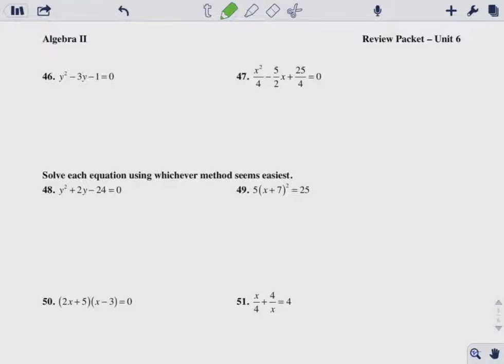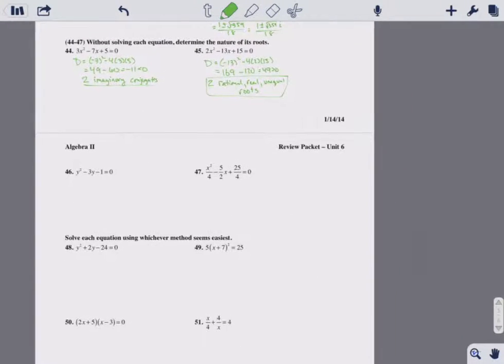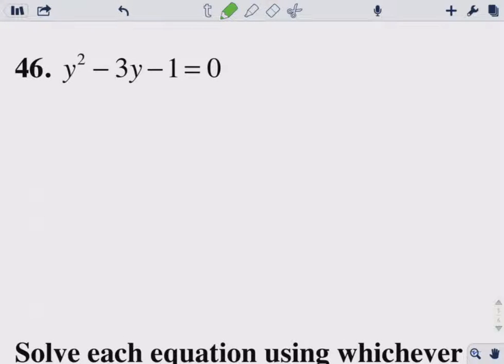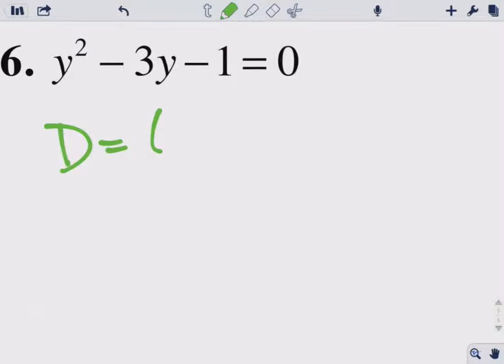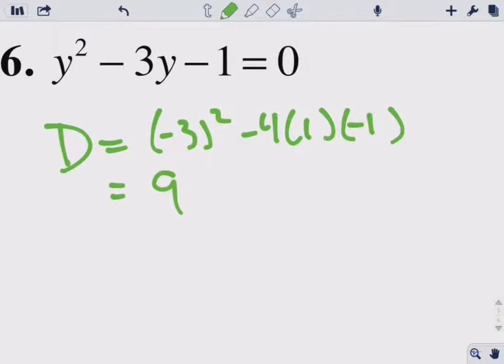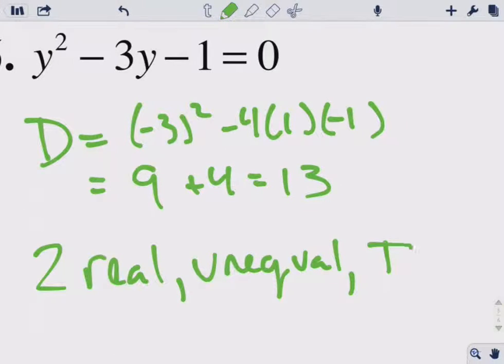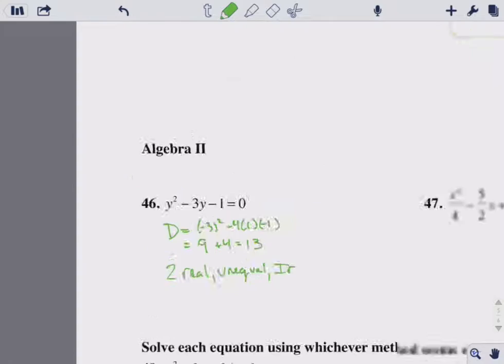Okay, this is page 5 of the review packet. We're still determining the nature of the roots without solving. So we want the discriminant: D is equal to negative 3 squared minus 4 times 1 times negative 1. So you get 9 plus 4, which is equal to 13. So that's 2 real roots. They're unequal, which means they're not the same number. And in this case, they are irrational because 13 is not a perfect square.